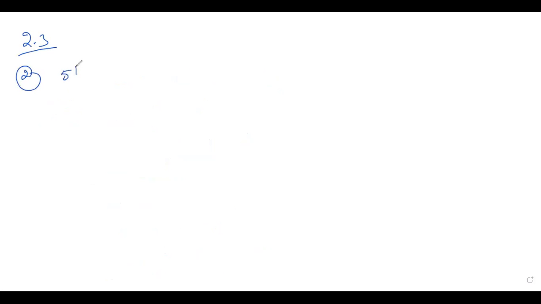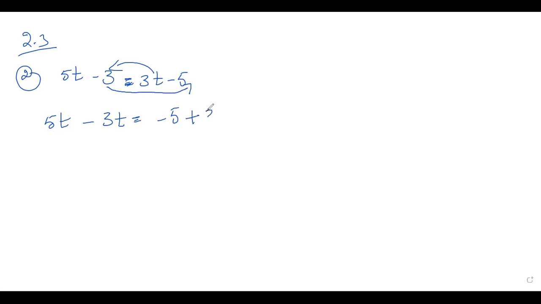Second one, 5t minus 3 is equal to 3t minus 5. I have already told you, bring the variables to one side and the constants to the other side. So I'll write 5t as it is on the left, and transpose plus 3t to the left side, it becomes minus 3t. Write minus 5 as it is on the right. And I'm shifting this minus 3 to the right side, so it will become plus 3.